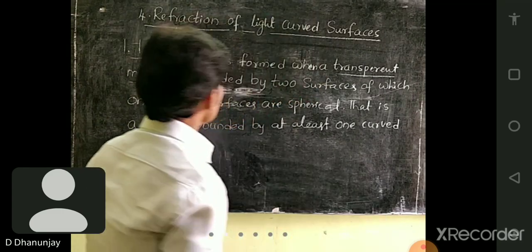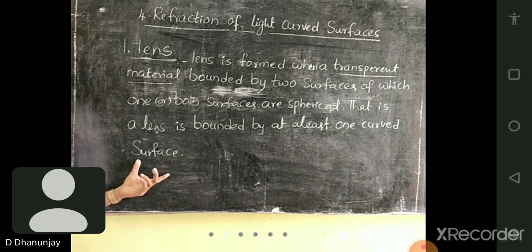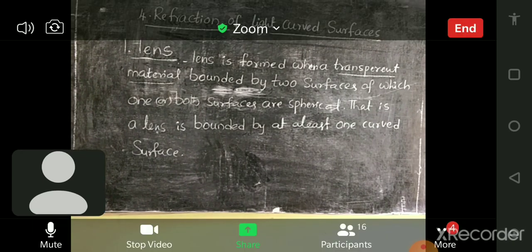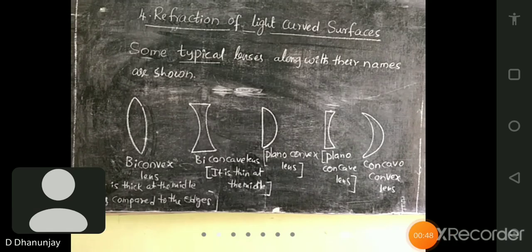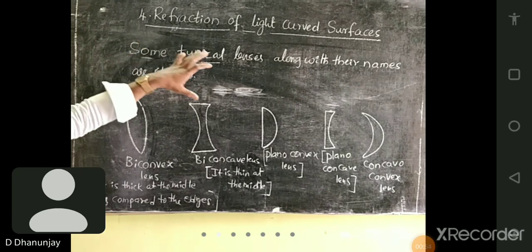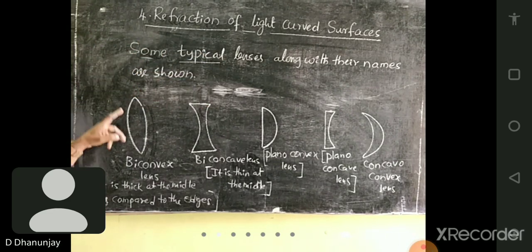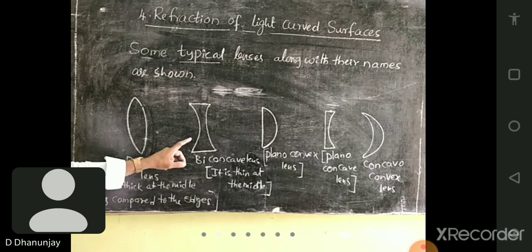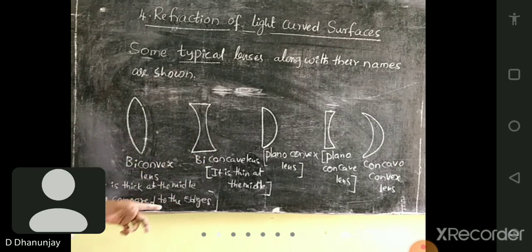What is the meaning of transparent material? The material which allows the light is called transparent material. Then some typical lenses along with their names are shown. First one, biconvex lens. This biconvex lens has two spherical surfaces. It is thick at the middle and thin at the edges.